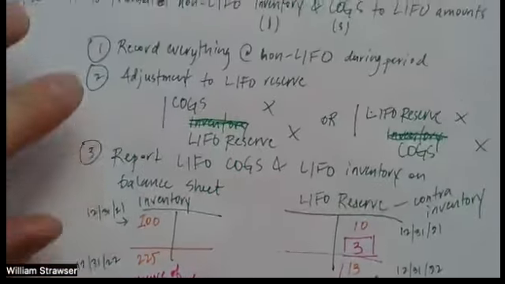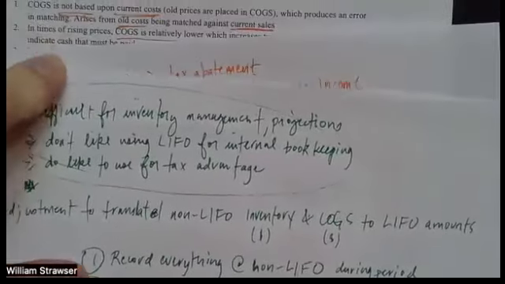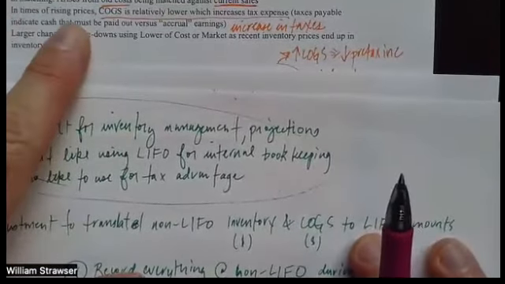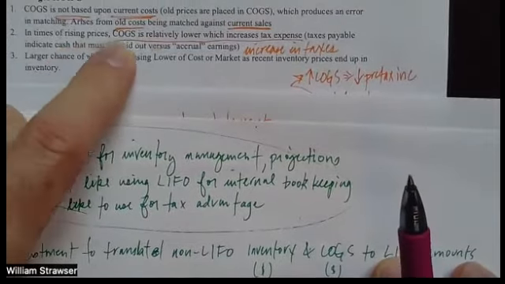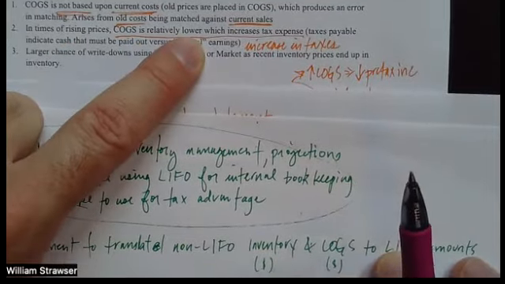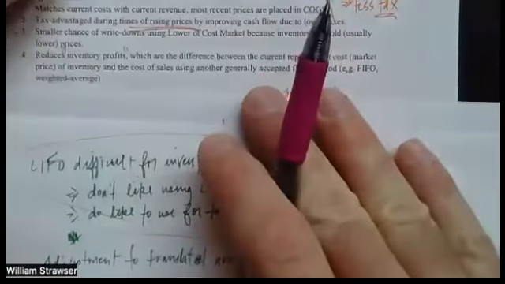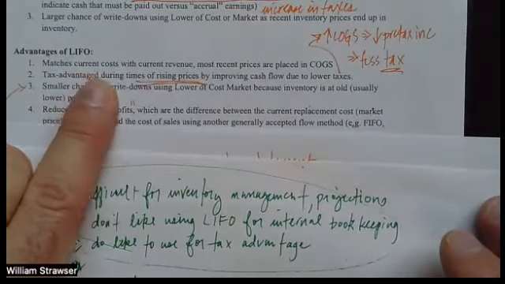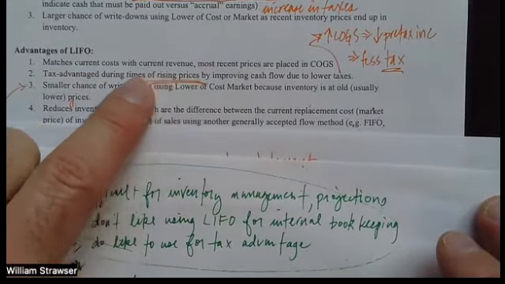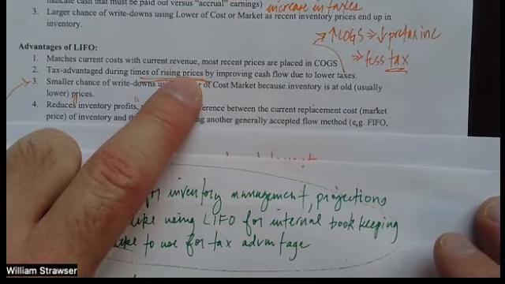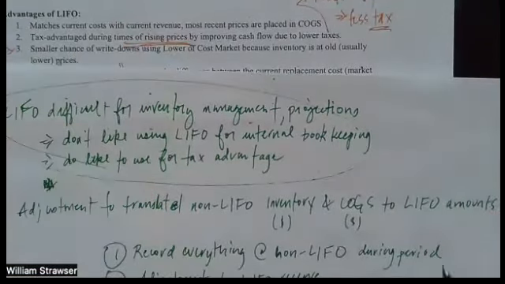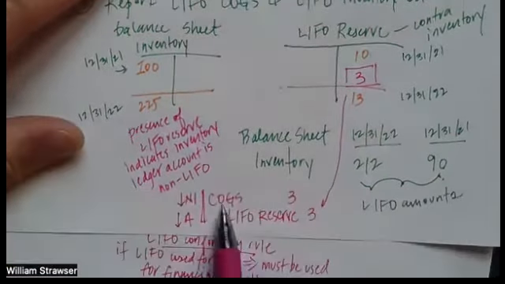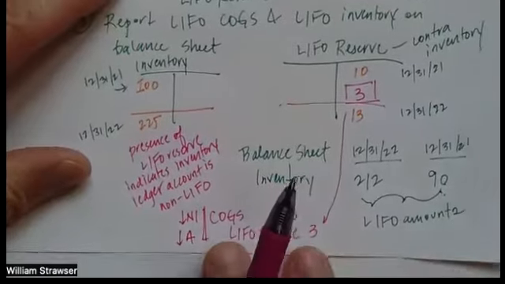And again, going back to those advantages and disadvantages, one of the disadvantages of FIFO is that during times of rising prices, cost of goods sold is lower, creating higher taxes. One of the advantages of LIFO is that during times of rising prices, it increases my cost of goods sold. So under LIFO, you tend to report more cost of goods sold, and that's reflected here because I'm debiting my cost of goods sold.